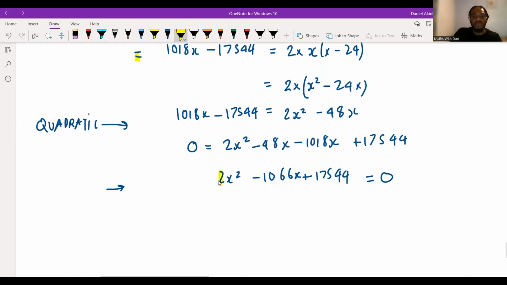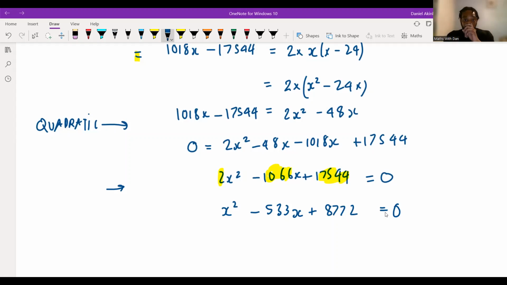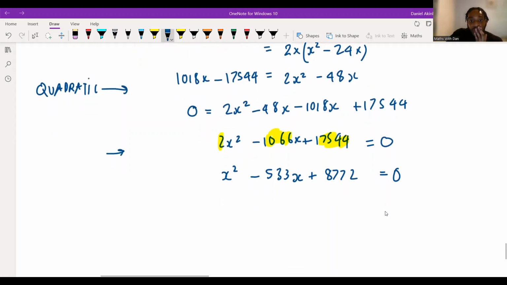And from here, we just have even numbers at the front, so I can divide these numbers by 2, can't I? So I will get x squared minus 533, is that correct? Yep, that's fine. x, and then divide the last one by 2. 17,544 divided by 2 is 8772, equal to 0. So we get this quadratic equation, and now we need to solve it.